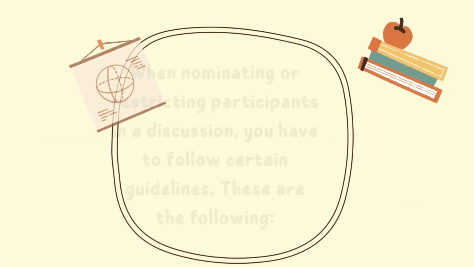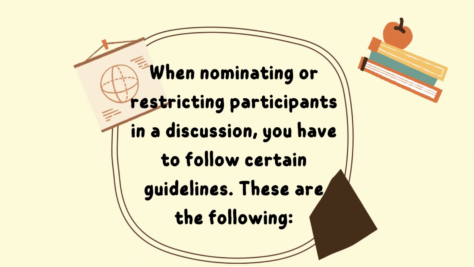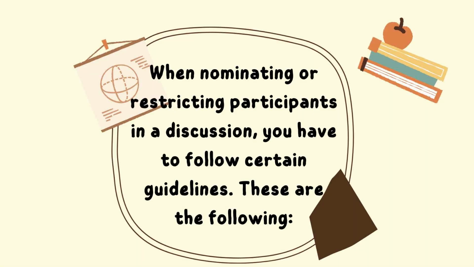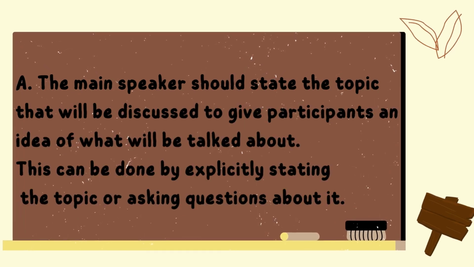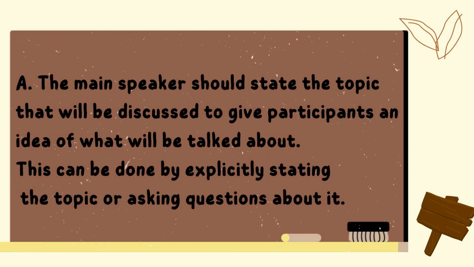Let's move on to nominating and restricting participants. When nominating or restricting participants in a discussion, you have to follow certain guidelines. These are the following. A. The main speaker should state the topic that will be discussed to give participants an idea of what will be talked about. This can be done by explicitly stating the topic or asking questions about it.